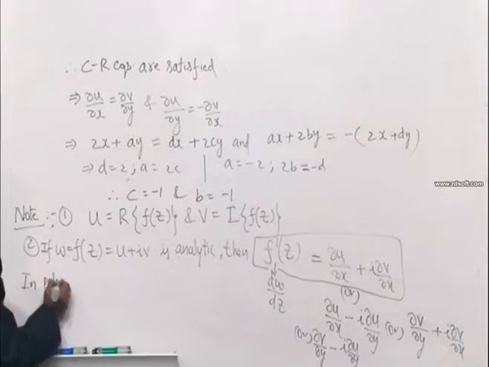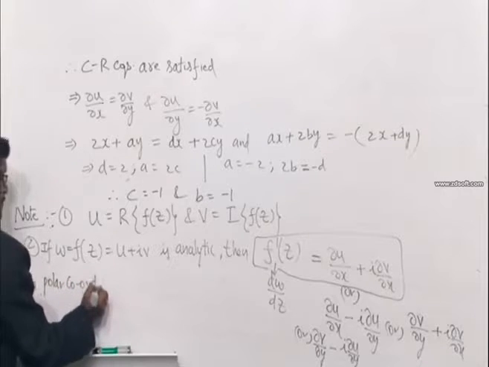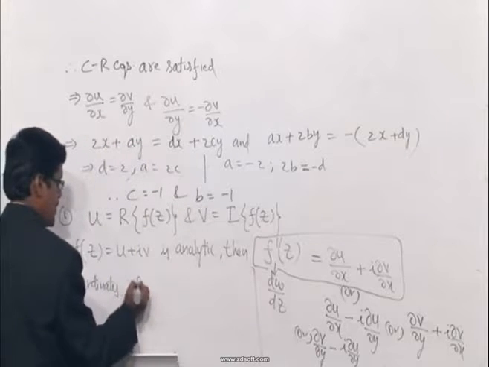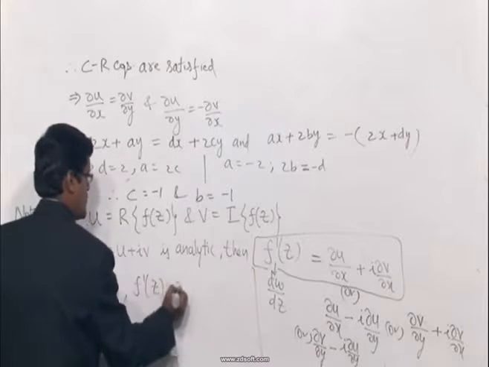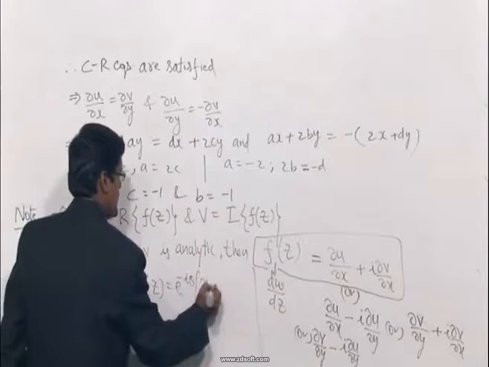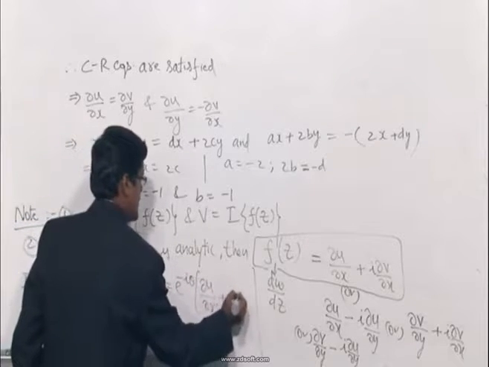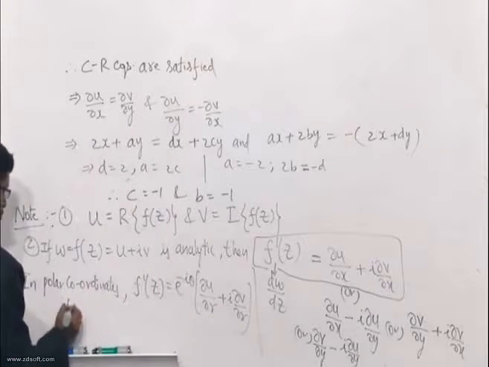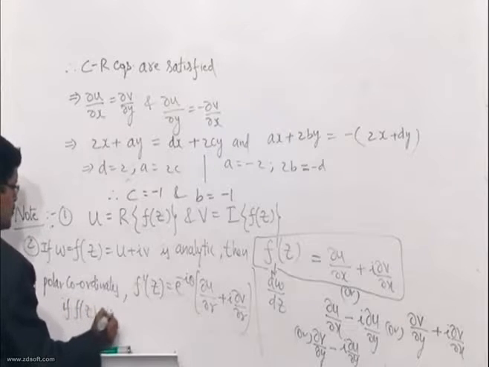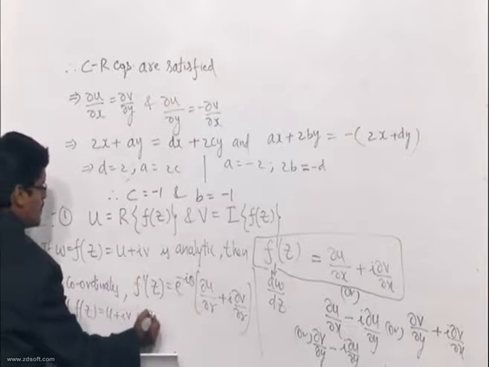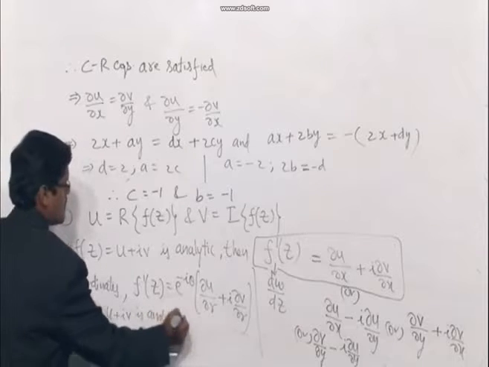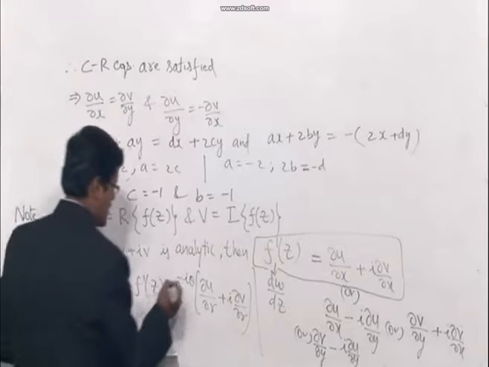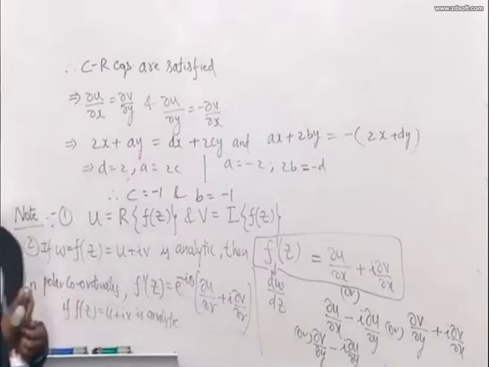In polar coordinates, f dash z is equal to e power minus i theta into dou u by dou r plus i times dou v by dou r, if f of z is equal to u plus iv is analytic. Whenever this function is analytic in polar coordinates, this is the formula for finding f dash z, e power minus i theta.